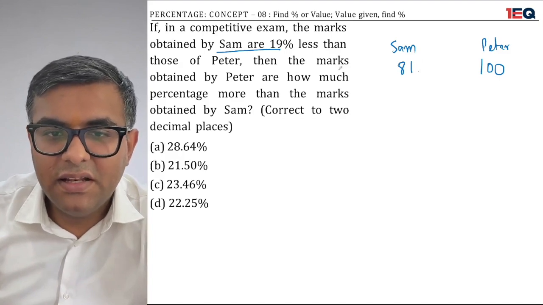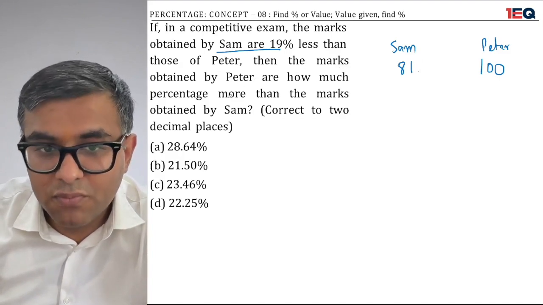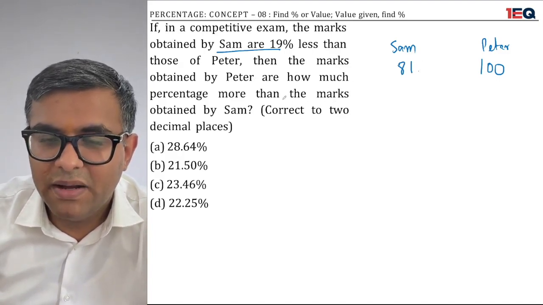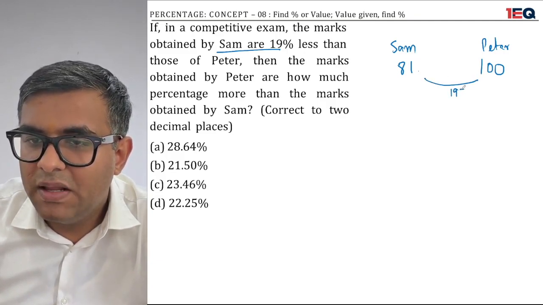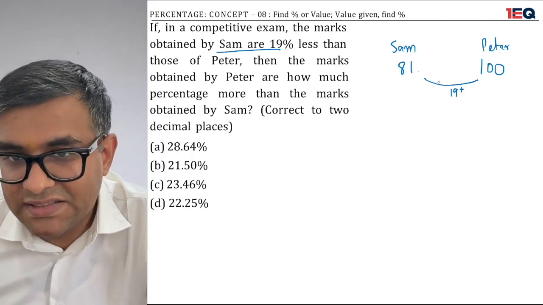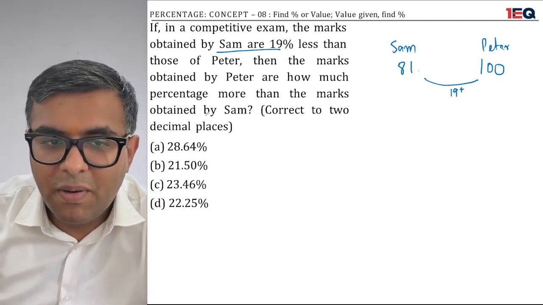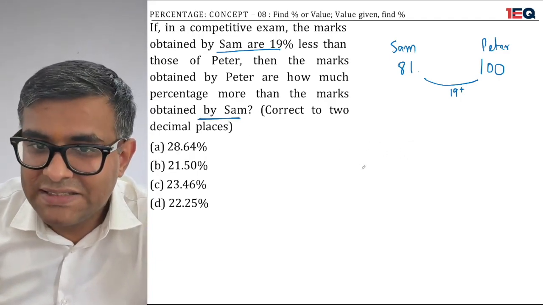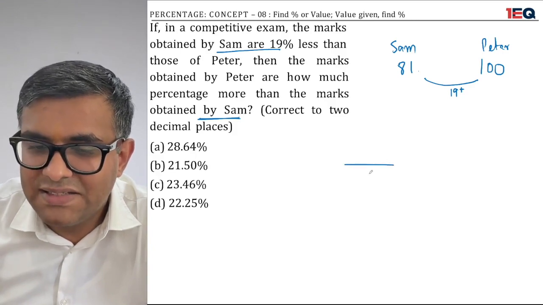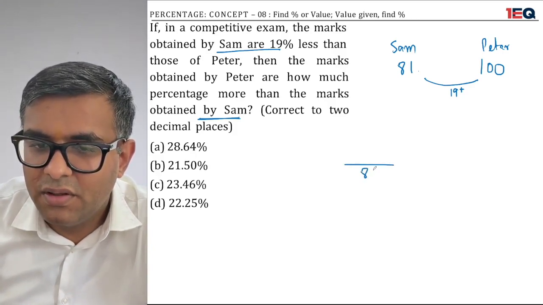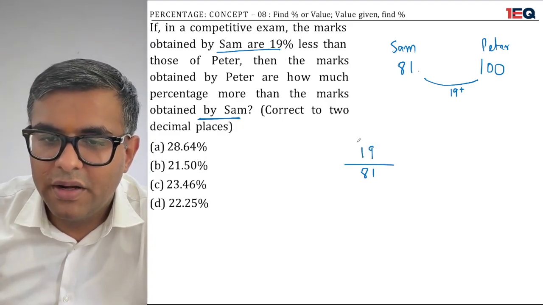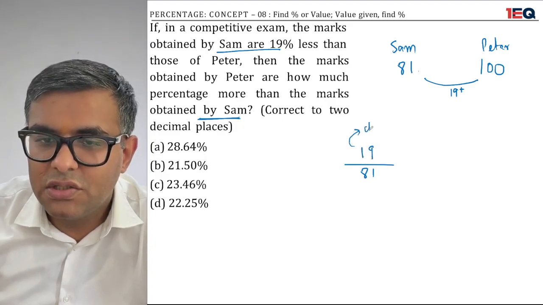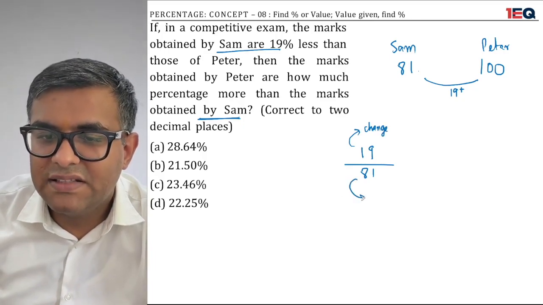Now they're saying the marks obtained by Peter are how much more than the marks obtained by Sam. Peter has obtained 19 more marks than Sam. And by Sam, what does that mean? By Sam means that Sam would come in the denominator and 19 would go in the numerator because this is the change, and 81 is the base.